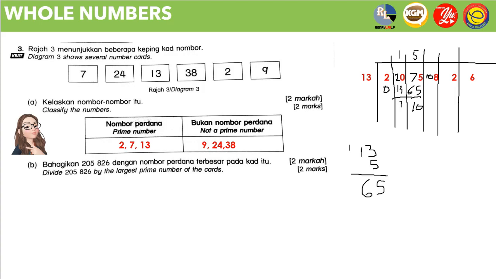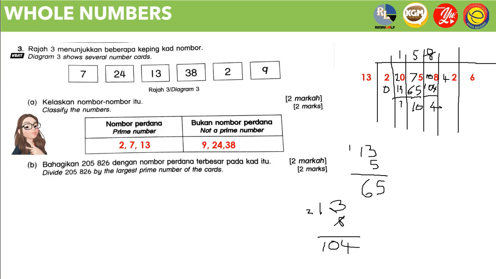Now let's try. Can we use 8? Okay, 13 times 8. 3 times 8 is 24. 1 times 8 is 8. 8 plus 2 is 10. 104. Alright, so we're going to use 104. 104 is actually 8 times 13. So we have balance of 4. We're bringing 4 to the next column.